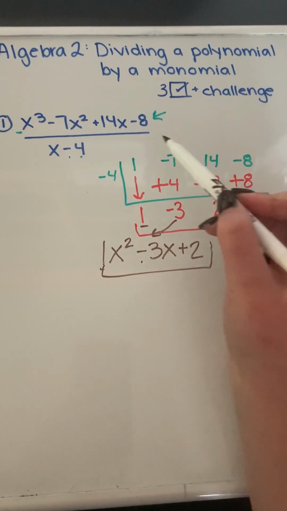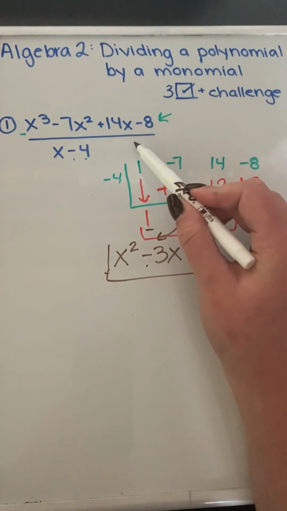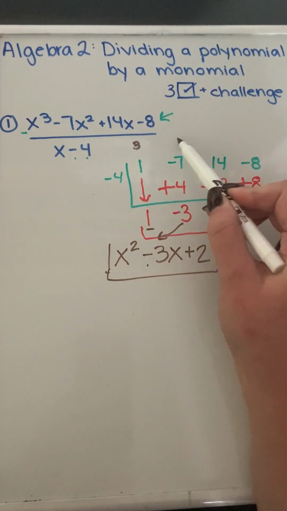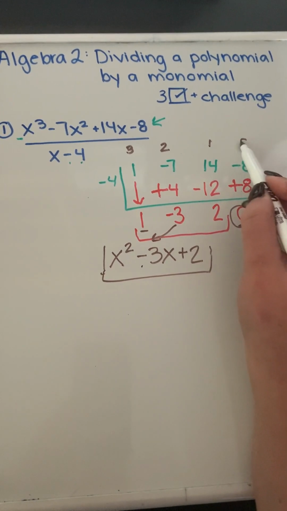When writing the coefficients up here, you want to make sure that these line up. Since this is the power of 3, this is the value that's power of 3, this is the value of power 2, and of 1, and of no power.